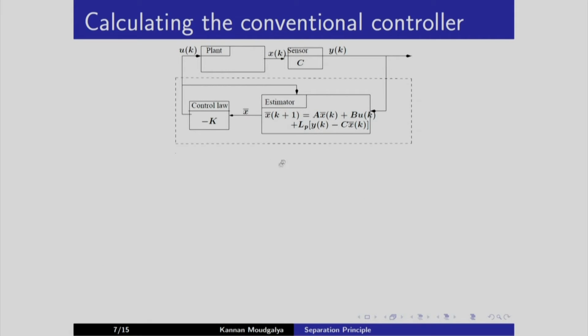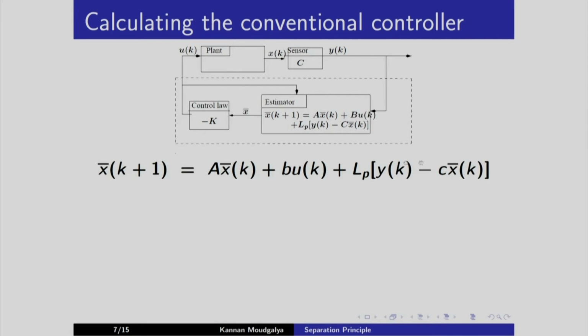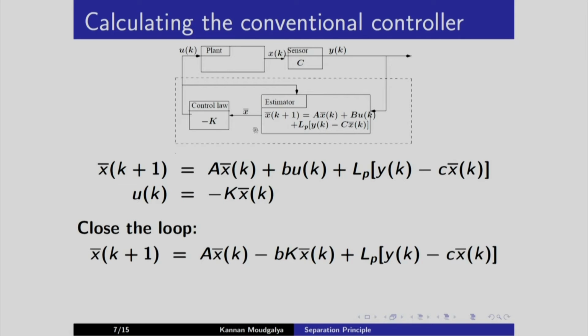Now let us calculate this conventional controller. Here is our estimator equation and here is the control law that we will actually implement. Notice that it uses x bar, the estimate. Let us close the loop. What is meant by closing the loop? Notice that a signal comes back from here back to this. So let us put that in the place of u here, we will have to put minus K x bar. That is what is meant by closing the loop.